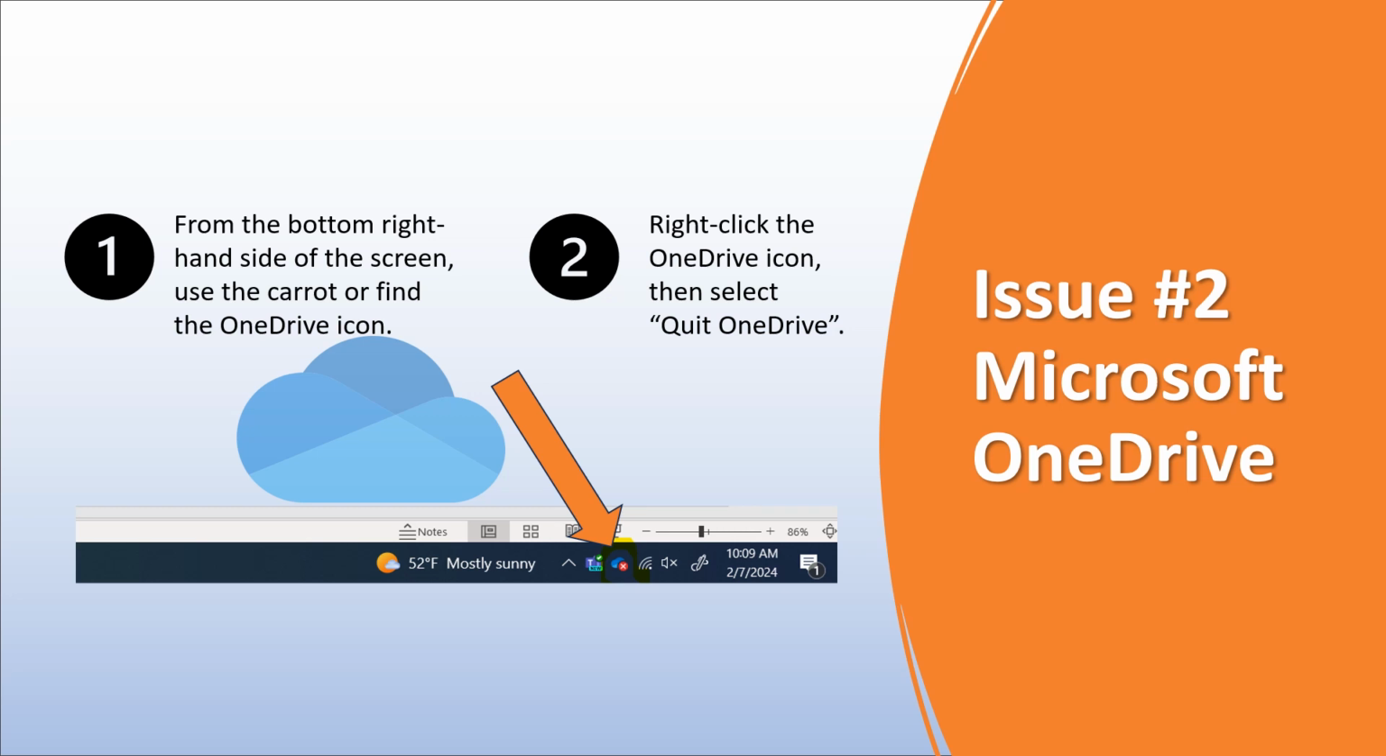For issue number 2 on Microsoft OneDrive, first, from the bottom right-hand side of the screen, use the caret or find the OneDrive icon. Second, right-click the OneDrive icon, then select Quit OneDrive.